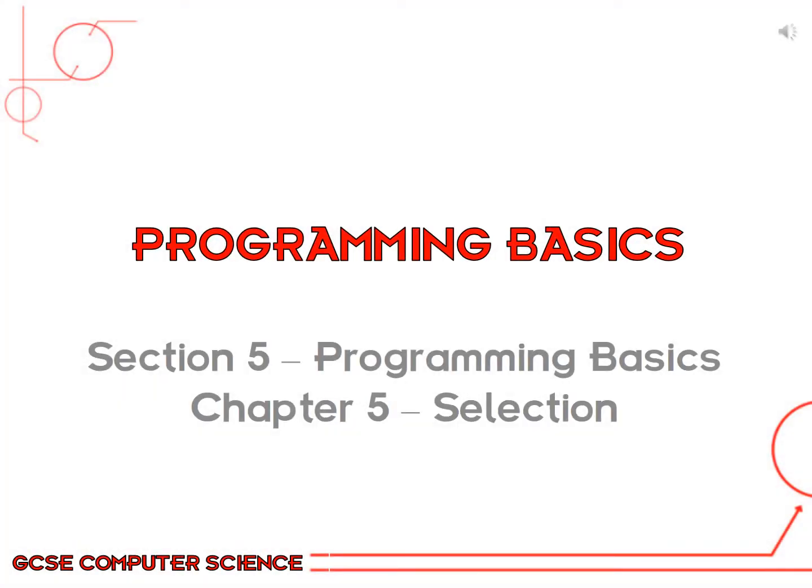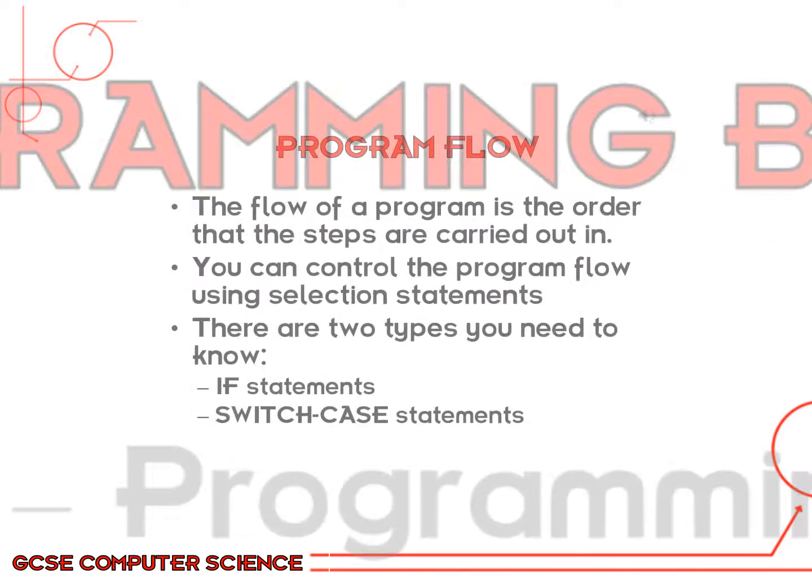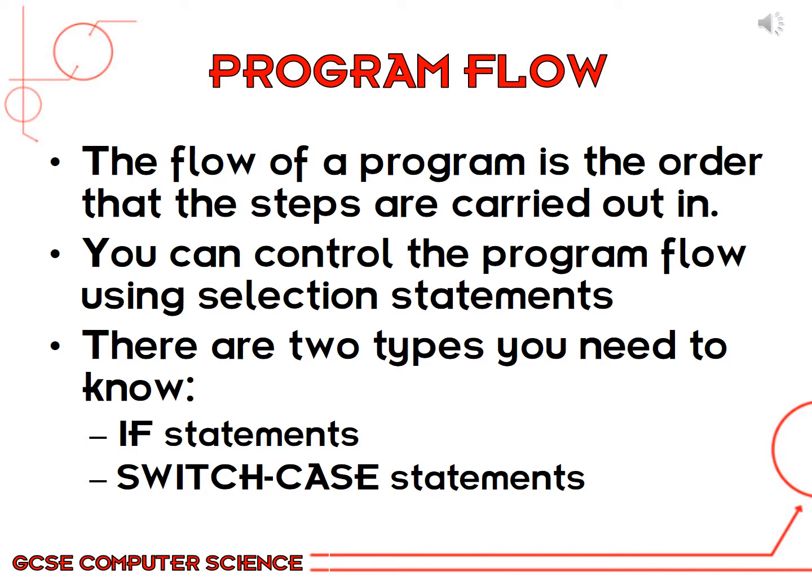This video is continuing the series about programming, and this time we're looking at selection. For this course you need to know the three different types of program flow: sequence, selection and iteration. And this video is going to be looking at selection. There's two different types that you need to be aware of for this course.